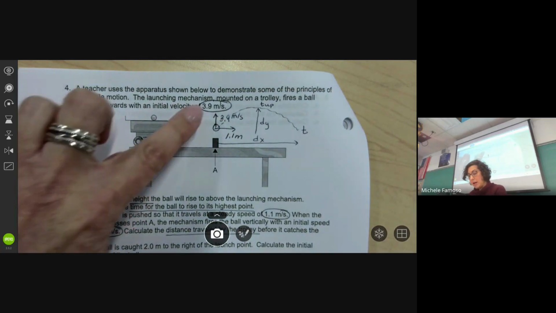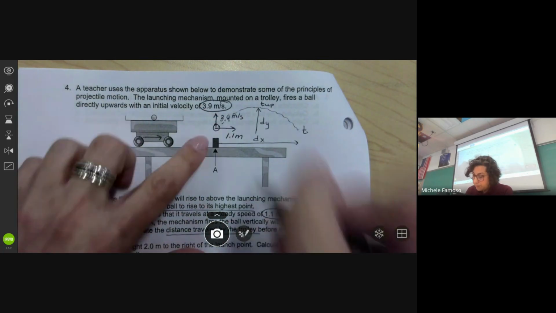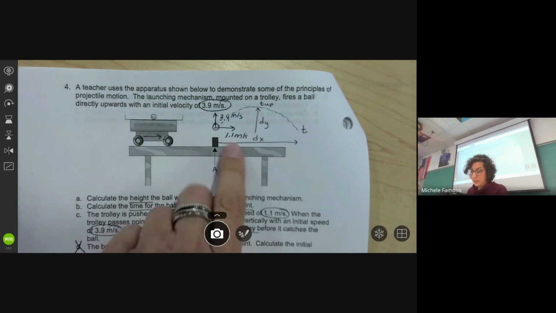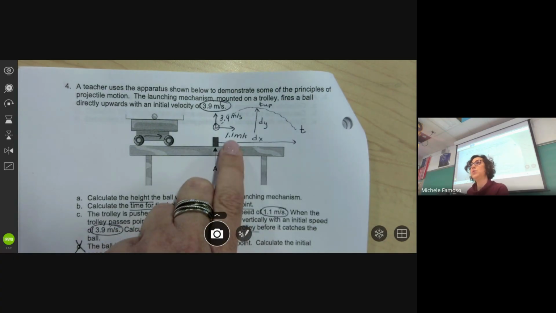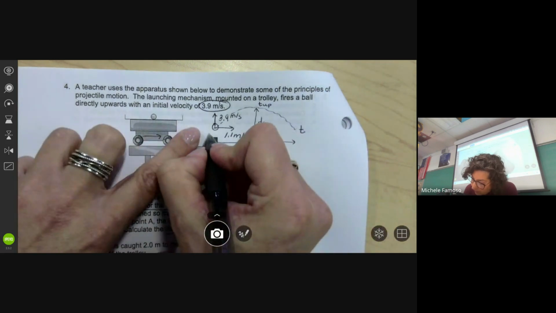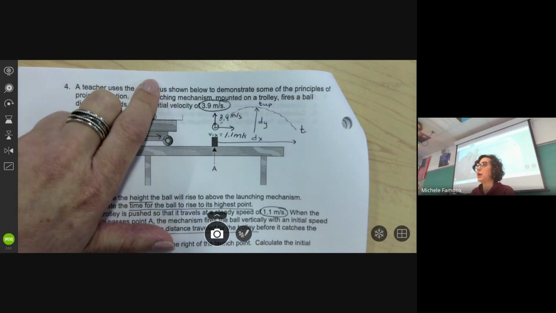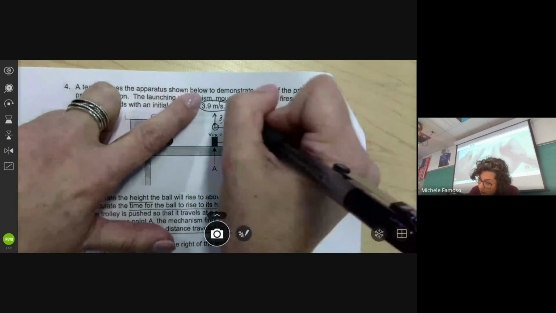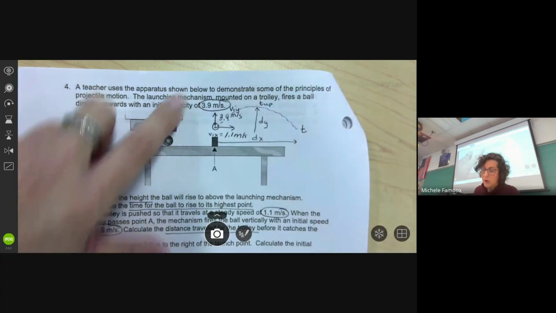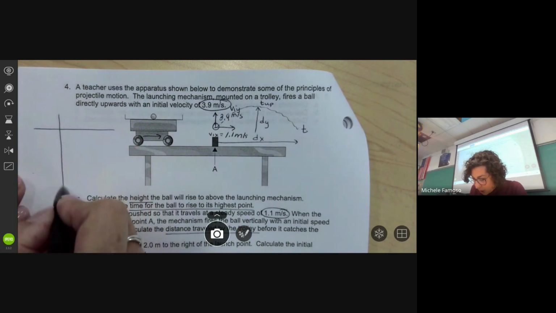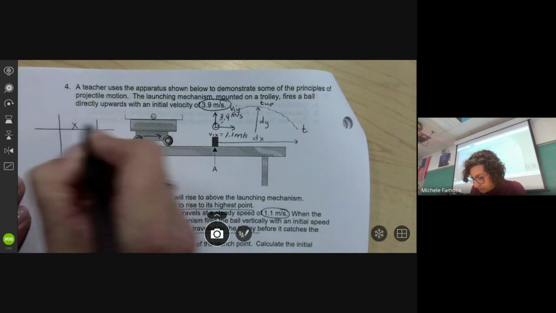Now notice I've already given you the components of the velocity. This 1.1 meters per second is which component? X or Y? X. That is your VI in the X direction. What is the 3.9 meters per second? That's the Y component. So that is VI in the Y. Let me go ahead and make my chart. What do we know about each direction?